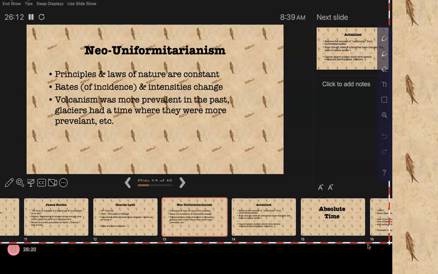Well, neo-uniformitarianism, or we're going to see on the next slide, I think it's sometimes called actualism, what's actually happening. All right.